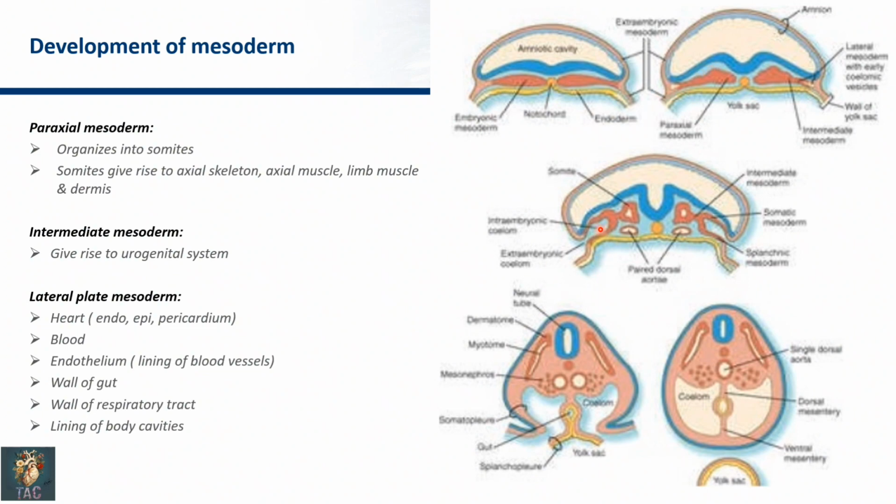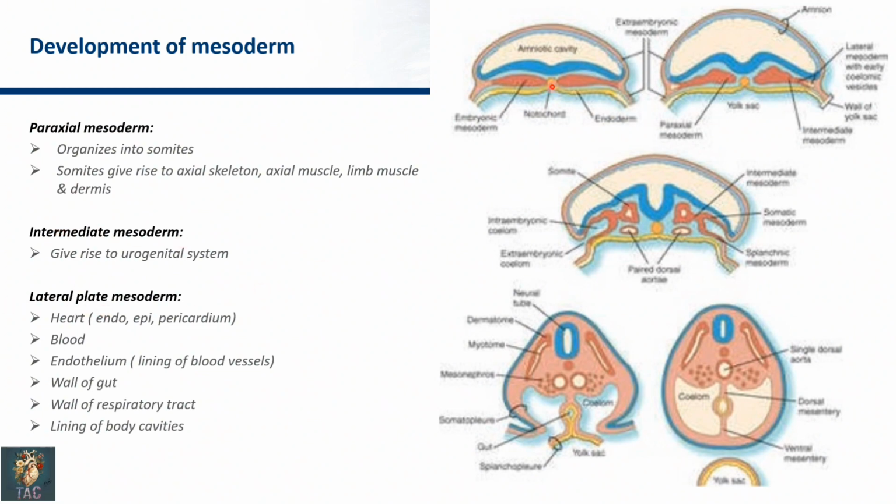Later on, cavities appear, and when these cavities coalesce, they form the intraembryonic coelom, and they split the lateral plate mesoderm into two layers. The one which is continuous with the amnion is called the somatic layer of the lateral plate mesoderm, and the one which is continuous with the yolk sac forms the splanchnic layer of the lateral plate mesoderm. The part of the mesoderm which is present between the paraxial mesoderm and the lateral plate mesoderm is called the intermediate mesoderm. So mesoderm develops into three parts, that is the paraxial mesoderm, the intermediate mesoderm and the lateral plate mesoderm.